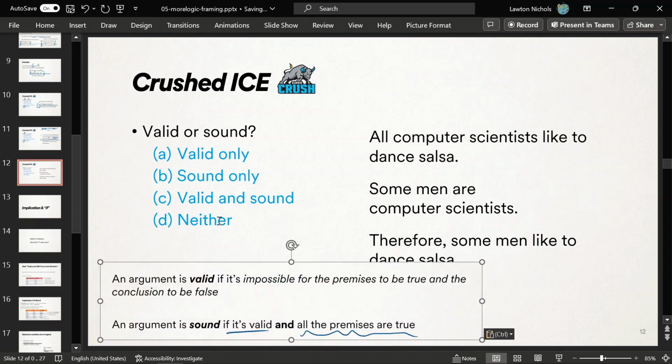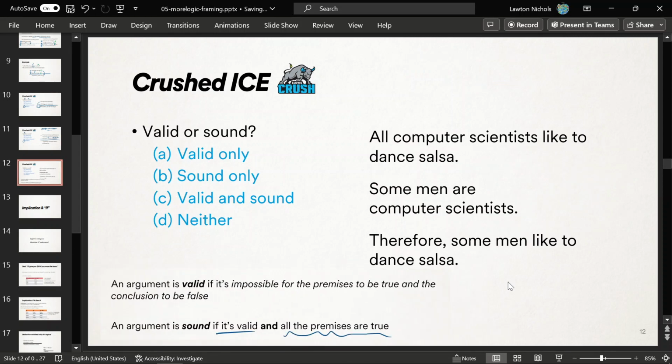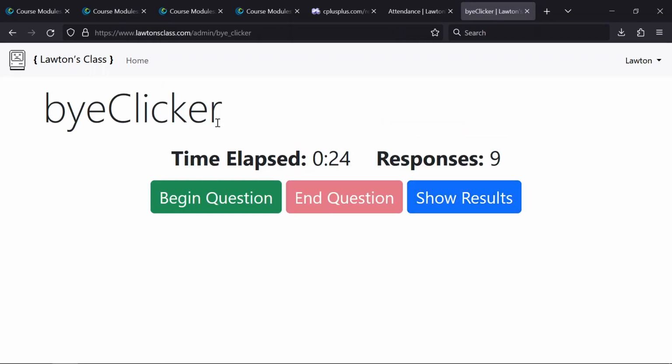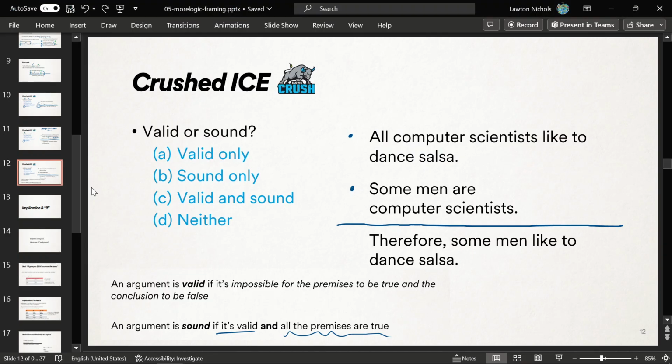I have one last question for us before I move on. Here's my silly last argument. All computer scientists like to dance salsa. Let's assume that. At least I do. And then some men are computer scientists. And then the conclusion is, therefore, some men like to dance salsa. See if that is valid, sound, both or neither. I'll give you one last minute and actually remember to start the question this time. All right, so all computer scientists like to salsa dance. Some men are computer scientists. Is it valid, sound, both or neither?